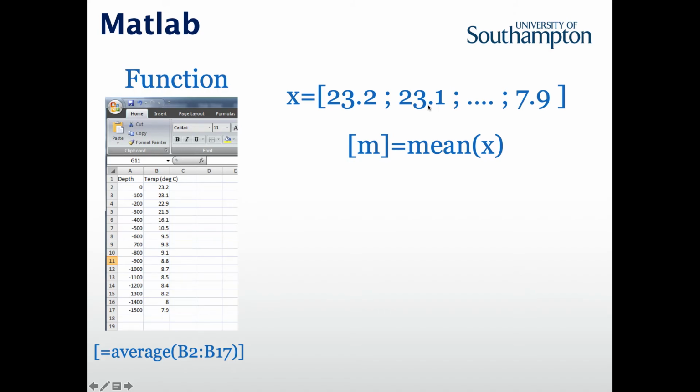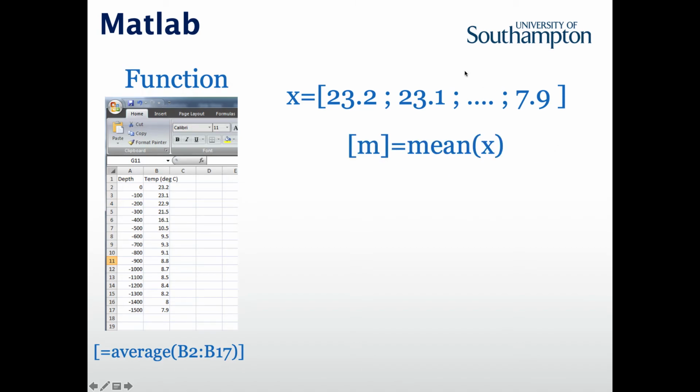In MATLAB, the format is exactly the same. You have square brackets, which is the output. So my output is going to be a variable called m. You then have the equals sign. You have the function name, mean, and then you have the input. So input here, I would put in this x column of temperature, and I would get out an m.